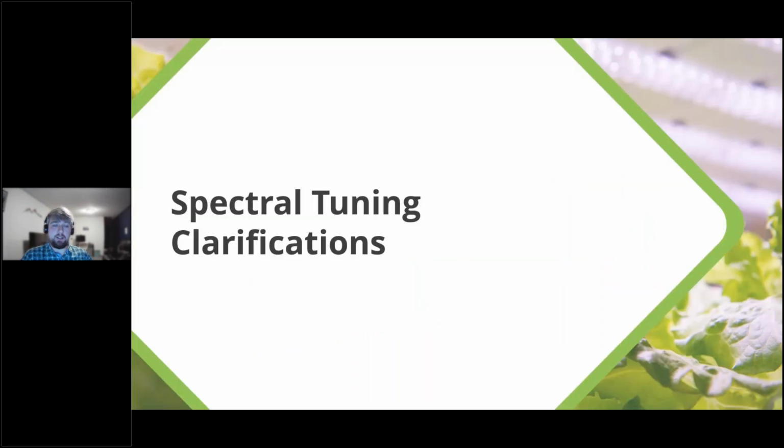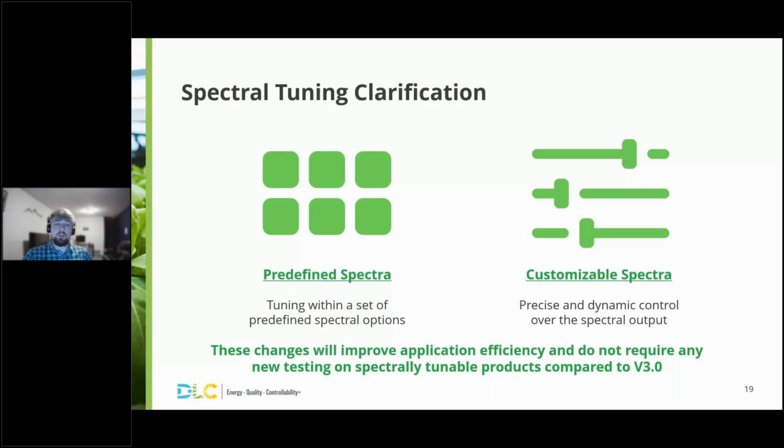Another change that we've made is for spectrally tunable products, by introducing two distinct categories of spectrally tunable products: those that are being sold with predefined spectra and can tune within those spectral set points, or those that have a customizable spectra. Essentially, maybe you're using 3 different primaries or more, and you can tune within a very broad range in the color space and have much more precise and dynamic control of the spectral output of that product.